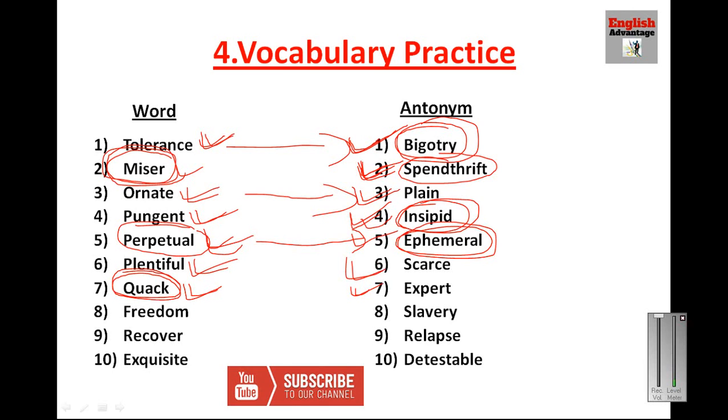Okay. Freedom, if you are free, freedom is the opposite of slavery. If you are not free, if you are dependent on somebody, you are a slave of that person. So that is why freedom is the opposite of slavery. Recover from the illness. At the same time, if the illness has appeared once again, it will be called a relapse. Exquisite, something of very high quality is called exquisite. At the same time, detestable, something that you do not like or something that you dislike.